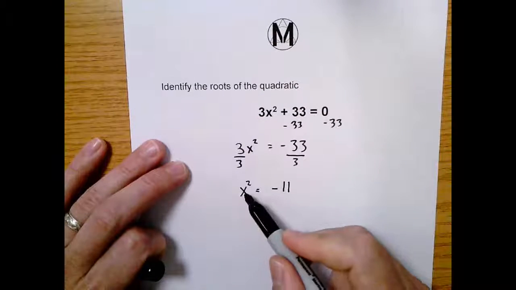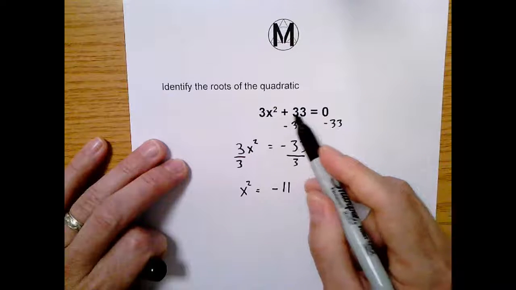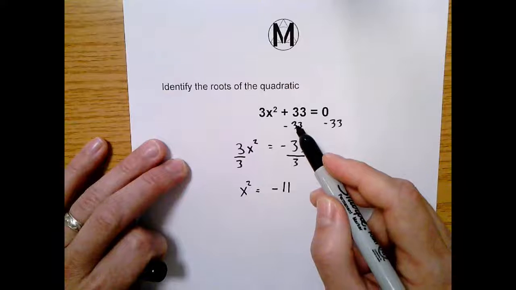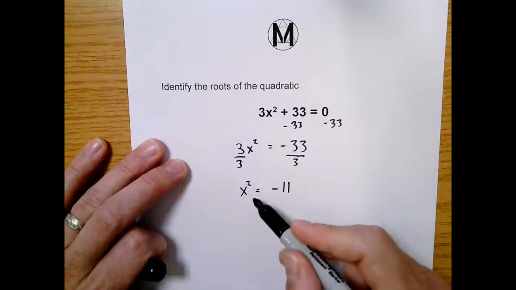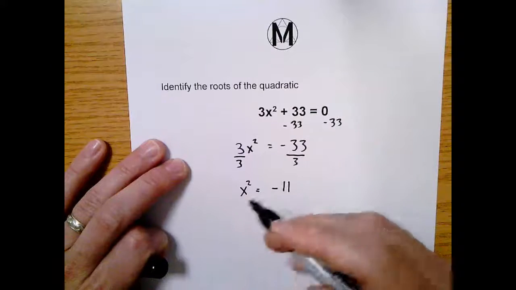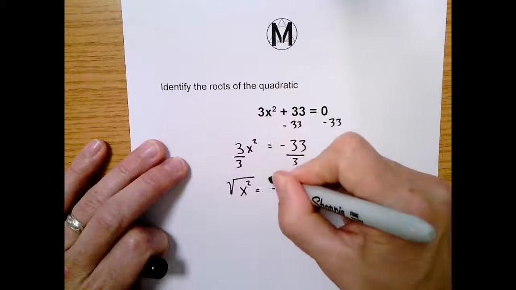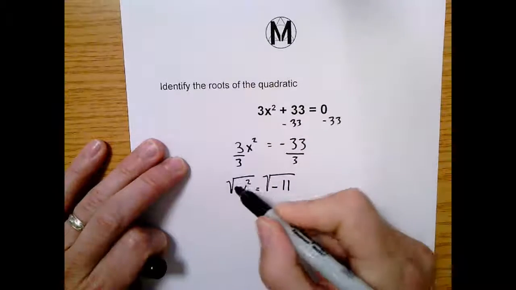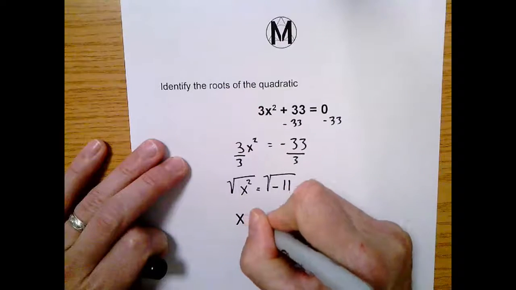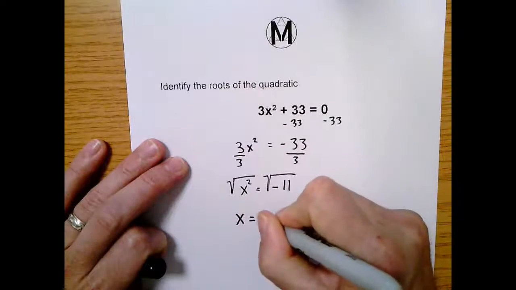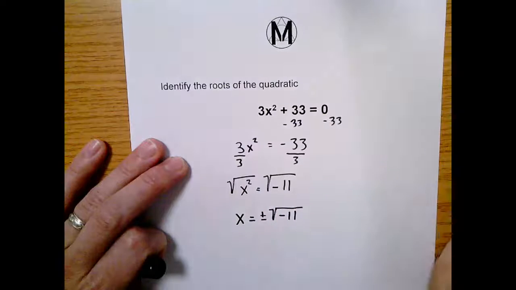So now we are ready to tackle this x. And again, we're doing this whole game of opposites, right? Here we did the opposite of positive 33, which is negative 33. Here we did the opposite of multiplying by 3, which is dividing by 3. So now we want to do the opposite of squaring, which is taking the square root. So if we take the square root of both sides, this square root will cancel that square. So we get x is plus or minus the square root of negative 11.